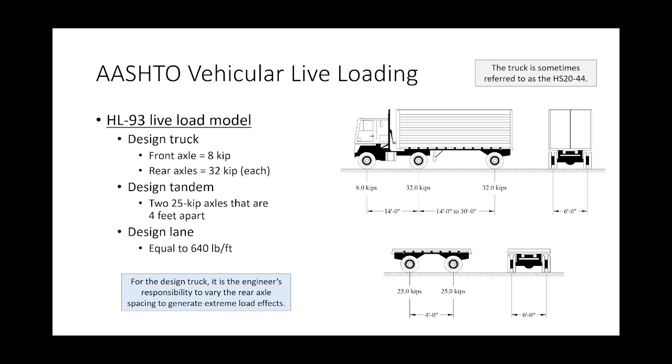The other thing I want to mention about this is that the HS20-44 truck, I want to be crystal clear, does not exist. You cannot go to Adams Trucking and ask them, hey, can I see your HS20-44? It's not a real truck, okay? This is a mathematical model that, again skipping some details here, sort of represents the statistically possible upper bound loads that you would see on highway bridges in the United States. By applying this load, combined with the factors of safety present in the spec, you're going to represent the highway traffic that you need to design for.